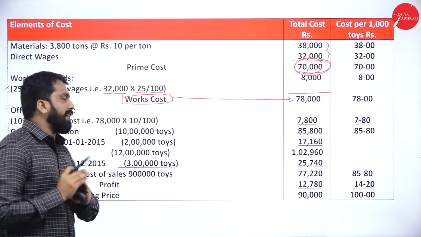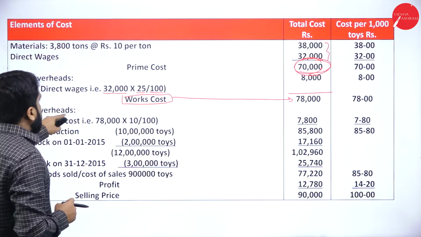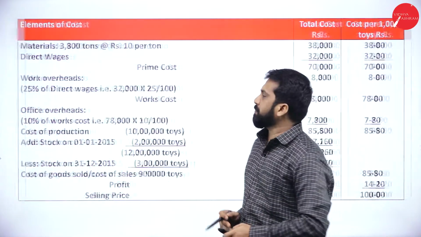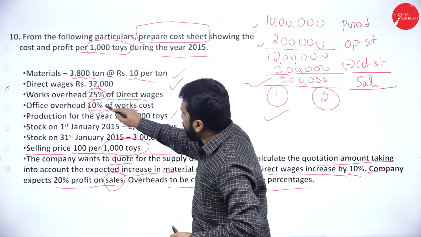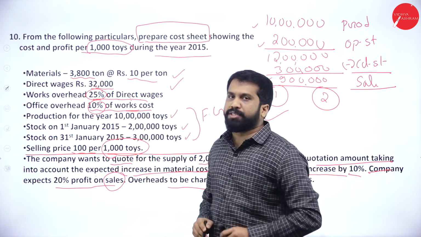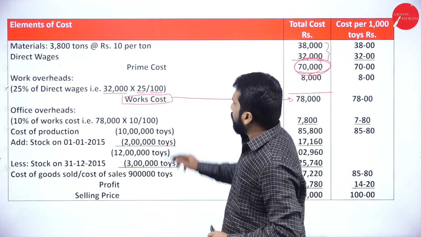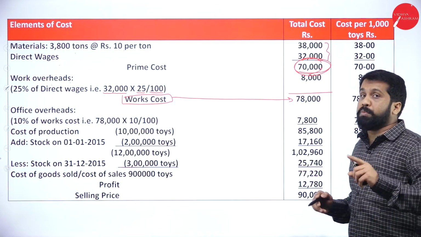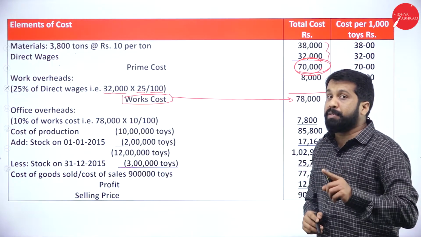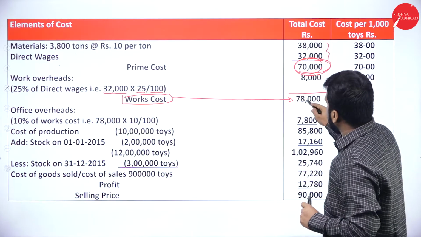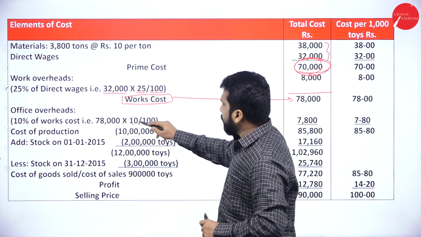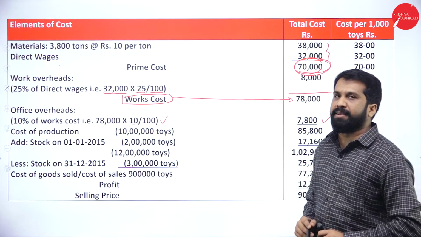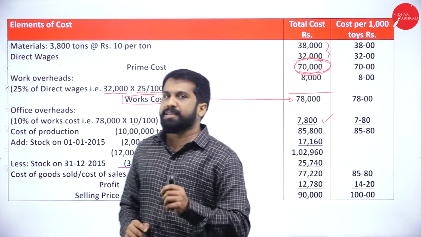Hope? No doubt. Next. Office overhead. So how much is office overhead? We'll go back to the question. Office overhead is 10% of work cost. We'll come back. What is your work cost? 78,000. How much should be your office overhead? 10% of work cost. 78,000 into 10 by 100. It will be 7,800. Hope you understood. Easy?